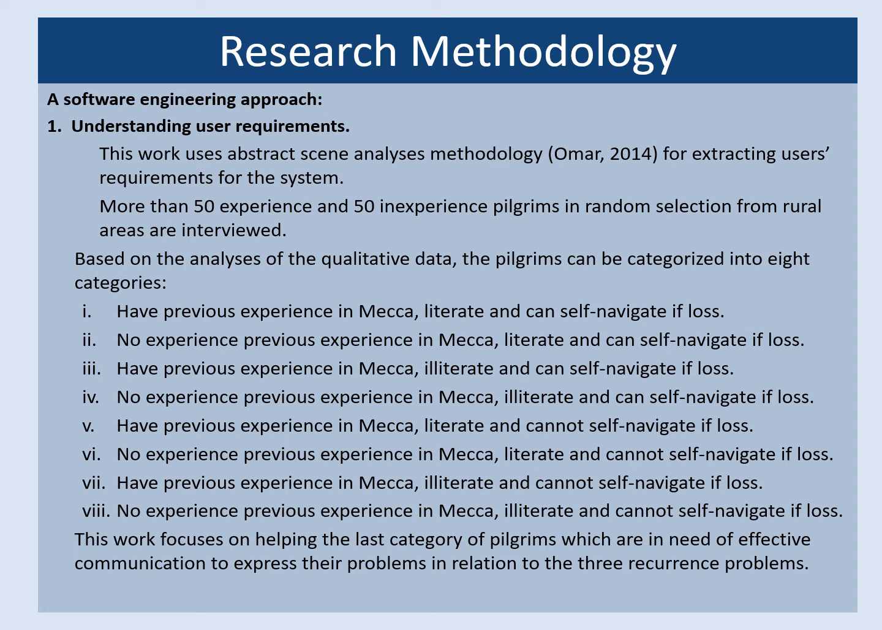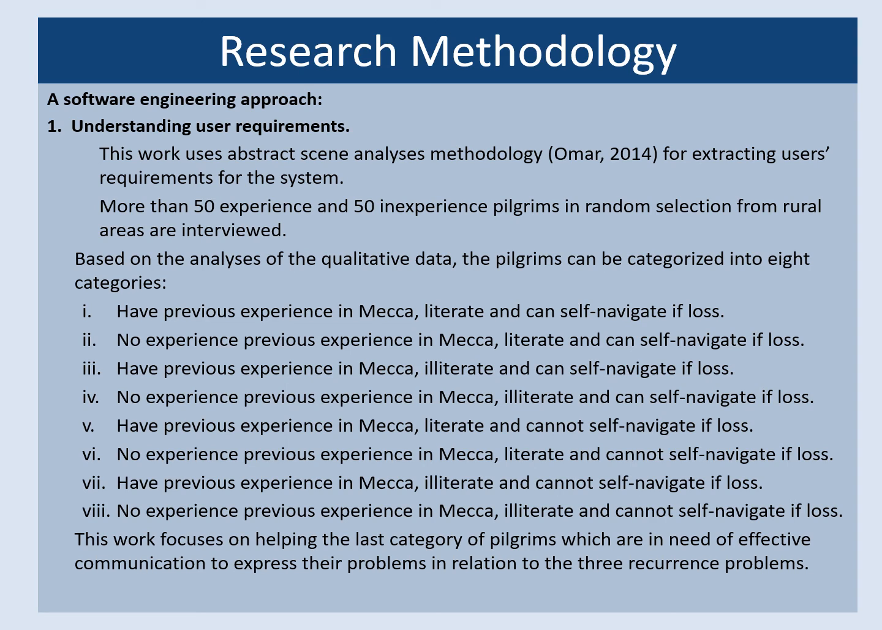The fifth category is the one that has previous experience in Mecca, literate, and cannot self-navigate if lost. The sixth, no previous experience in Mecca, literate, and cannot self-navigate if lost. The seventh, have previous experience in Mecca, illiterate, and cannot self-navigate if lost. The eighth is the category who has no previous experience in Mecca, illiterate, and cannot self-navigate if lost.